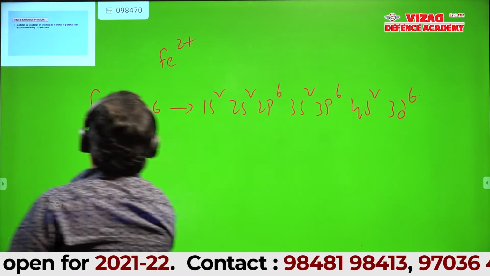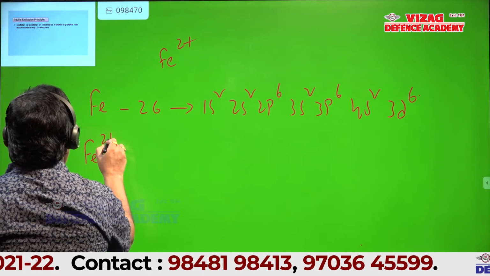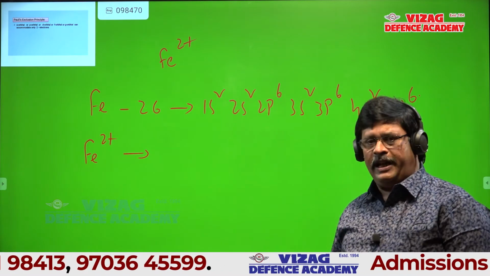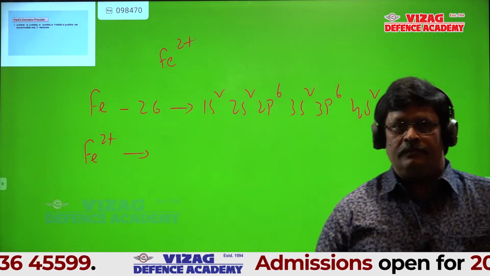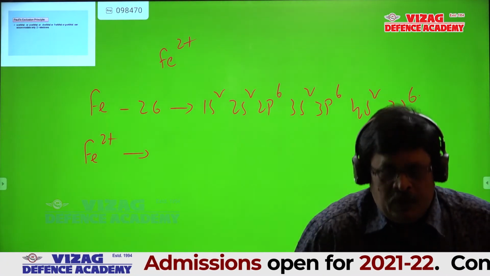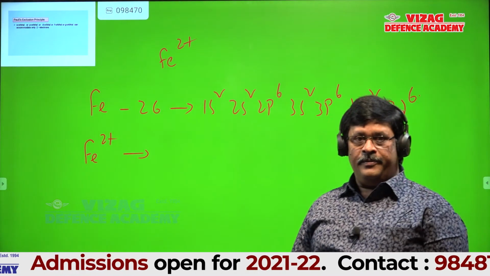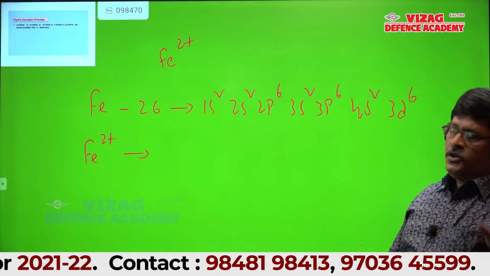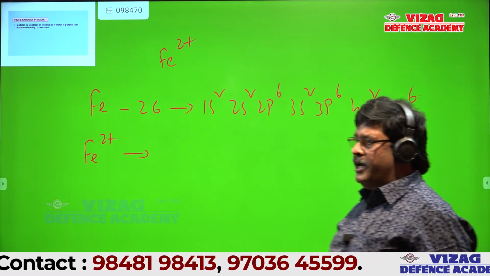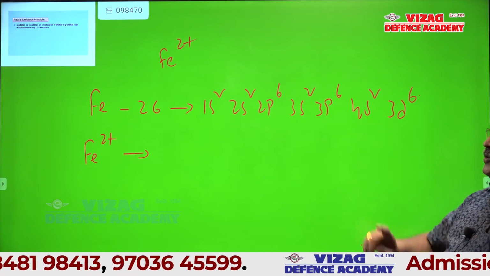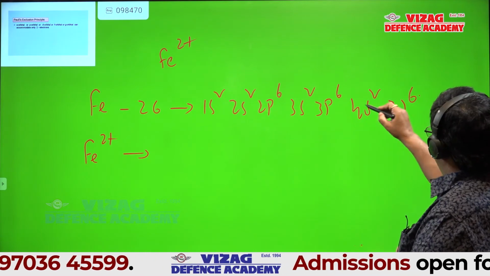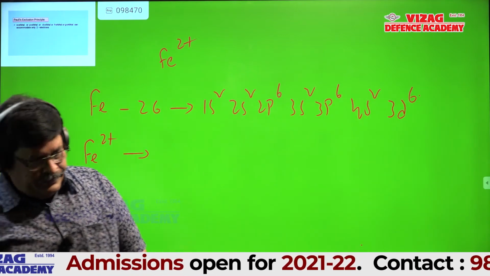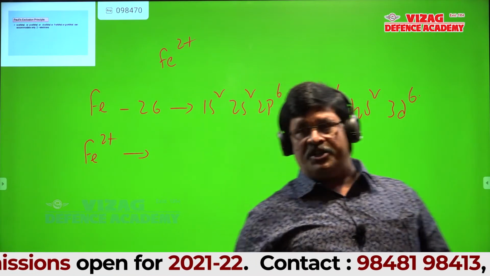Now I want to write Fe2 plus. How Fe converts into Fe2 plus? By gaining electron or by losing electron? Losing. How many? 2 electrons. Which 2? Wait. So iron has to lose 2 electrons. Which 2 electrons it loses? Is it from 3d or is it from 4s?